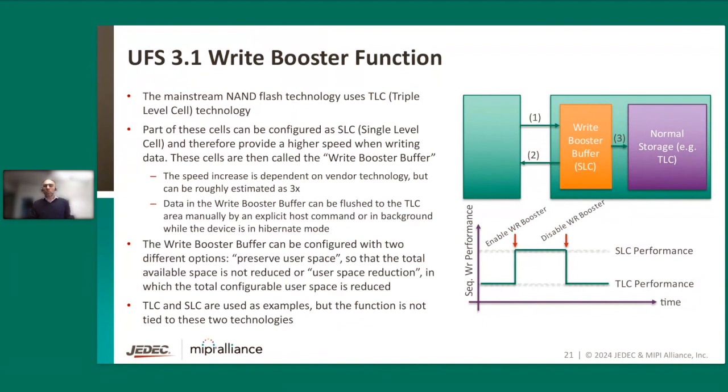I don't know how many people now in the audience are familiar with NAND flash technology, but the mainstream NAND flash technology now on the market is called the TLC, triple level cell. It means that in every cell of flash you can store up to 3 bits, basically 8 different values. But when flash was invented several years ago, you could store only 1 bit per cell, meaning 2 values.